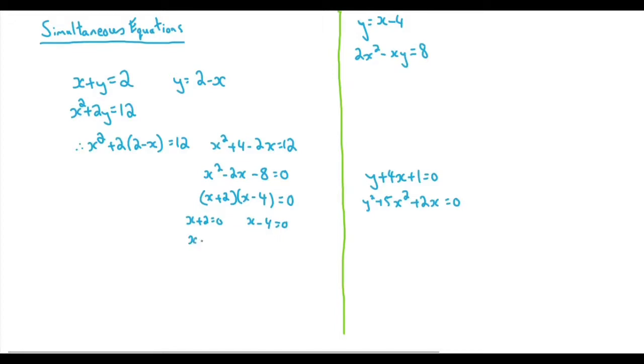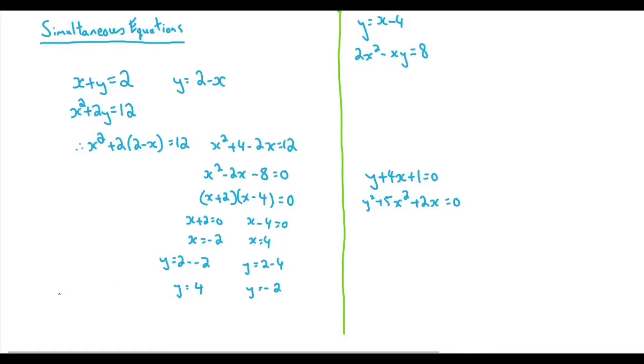Solving these, you then get x is going to be minus 2, and x is going to be 4. We have two possible x value solutions because there was a squared in there. We're not done though, because we now also need to find the y values. So if we just sub these back into here, y is going to equal 2 minus minus 2, and y is going to equal 2 minus 4. That gets you y values of either 4 or minus 2.